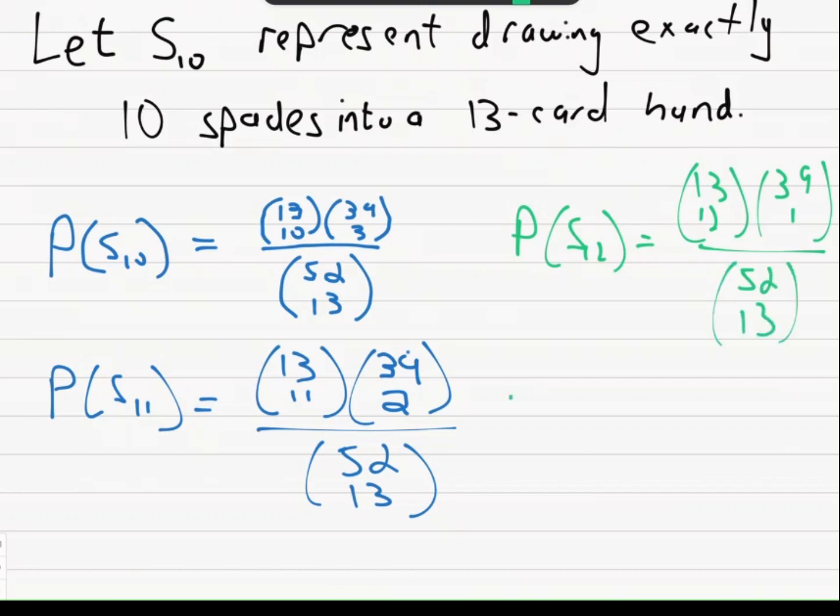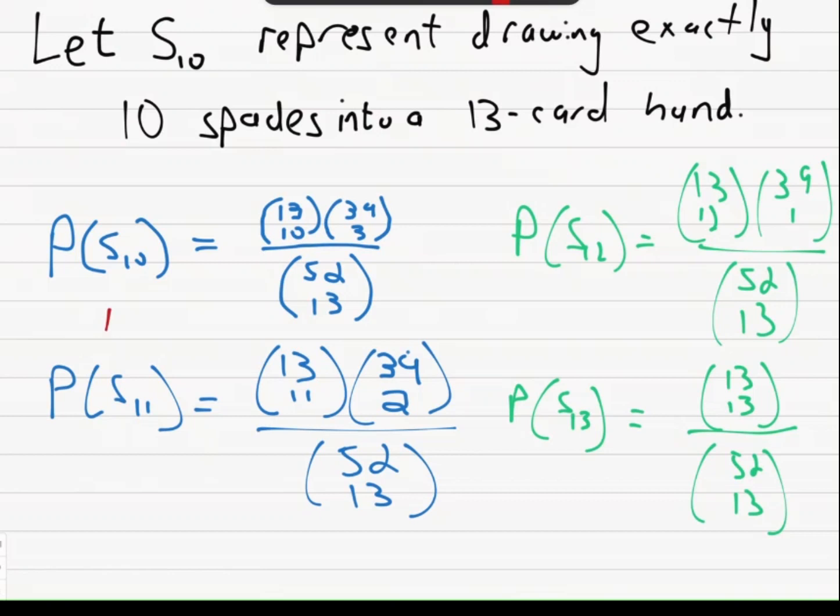And finally, we're going to have the probability of S13, which is going to equal 13 choose 13, which, by the way, is 1. There's just one way to choose all 13 spades into a 13 card hand, over 52 choose 13. So to get the answer to this question, we would have to add them all up. We'd have to take the probability of S10 plus the probability of S11 plus the probability of S12 plus the probability of S13. But I'll leave the calculations to you.